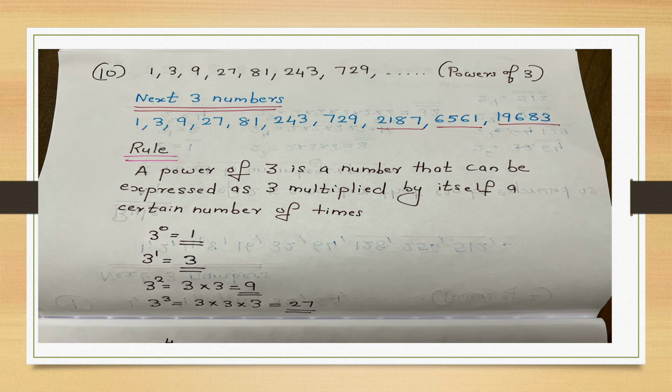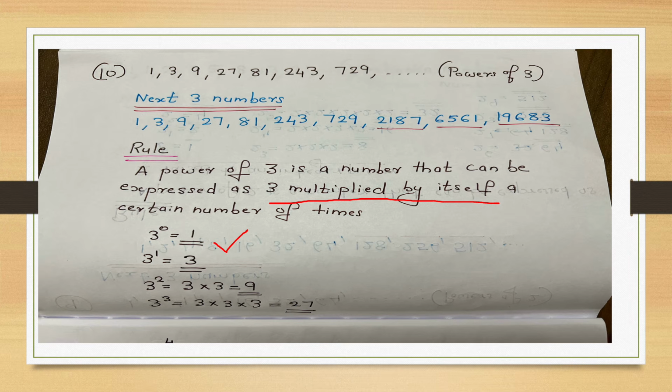Next, 1, 3, 9, 27, 81, 243, 729. This is a sequence of powers of 3. So what's the rule? A power of 3 is a number that can be expressed as 3 multiplied by itself a certain number of times. See, what is 3 raised to 0? 1. See, any number raised to 0 is 1. Okay, so 3 raised to 0 is 1. 2 raised to 0 is 1. 5 raised to 0 is 1. That's the rule.